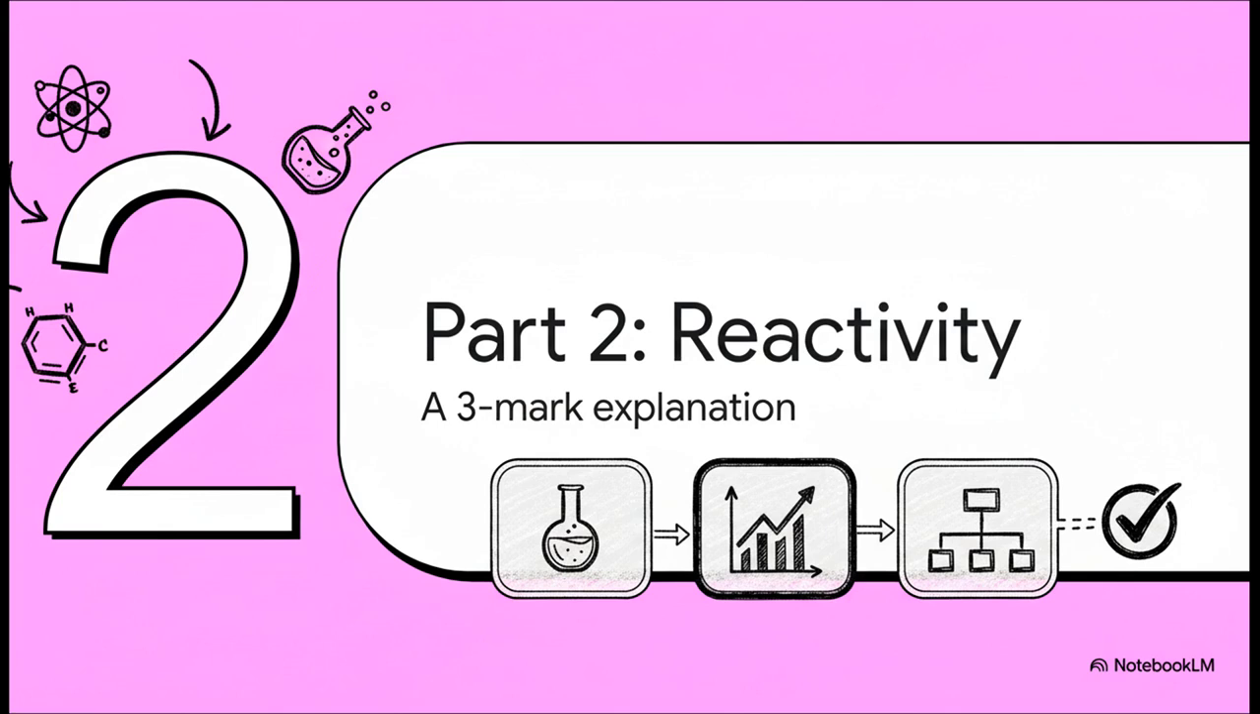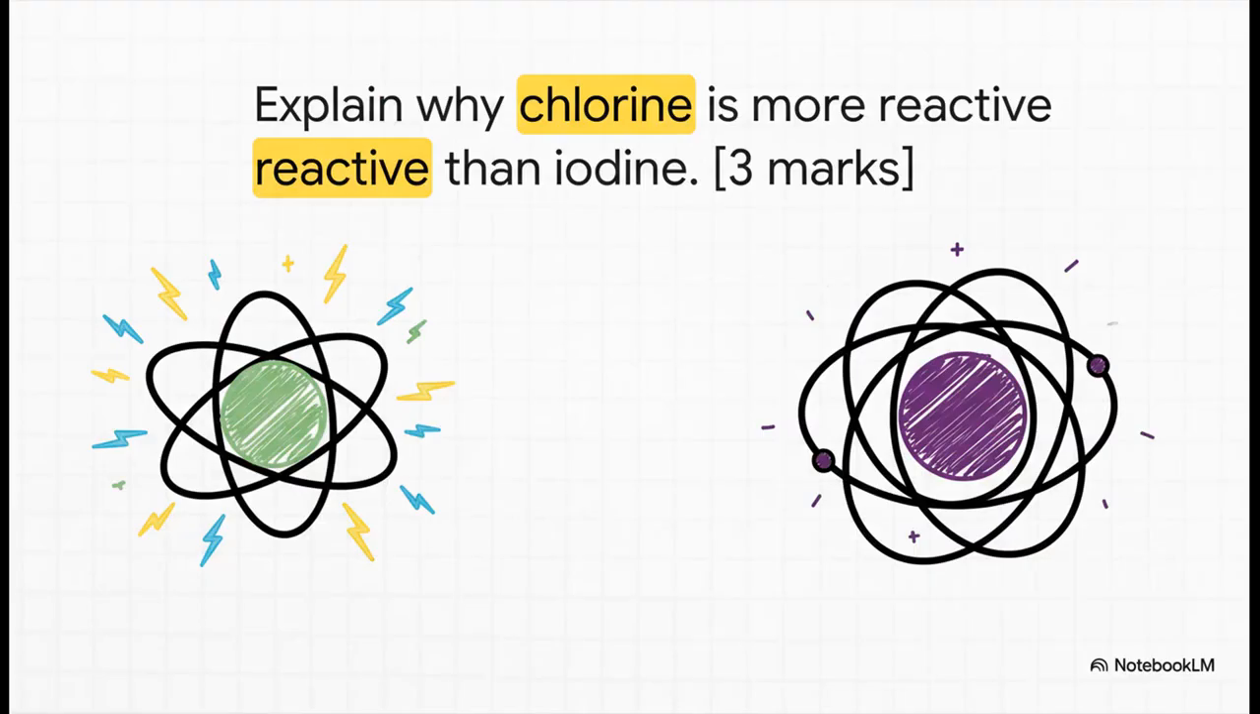Now things get a little trickier. This is an explanation question worth 3 marks, which is a big clue that you need to make 3 clear, separate, logical points to get full credit. So the question is, explain why chlorine is more reactive than iodine. To answer this, you have to think all the way down to the atomic level. It's all about their structure. Let's walk through the perfect 3-step logic.